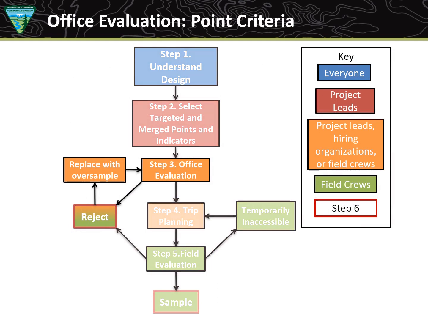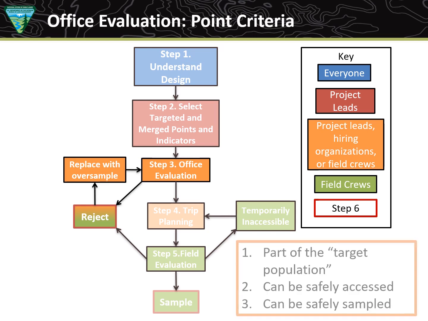Let's now focus on the specific criteria that each site needs to fulfill in order to be visited in the field and why a site may need to be rejected and replaced. In order for a site to warrant a field visit, it must be evaluated in the office to determine if it is part of the target population, is safely accessible, and if it can be safely sampled. This is where tools such as Google Earth, topographic maps, and information from those familiar with the field office will come in handy.